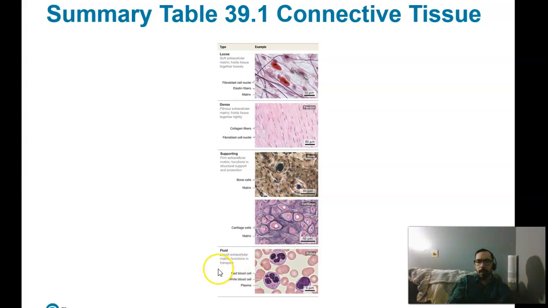Okay, and then blood is also a connective tissue, and here the extracellular matrix is fluid because plasma is mainly fluid. So you can see the red blood cells here, the smaller reddish circles, and then you can also see some leukocytes, some white blood cells.